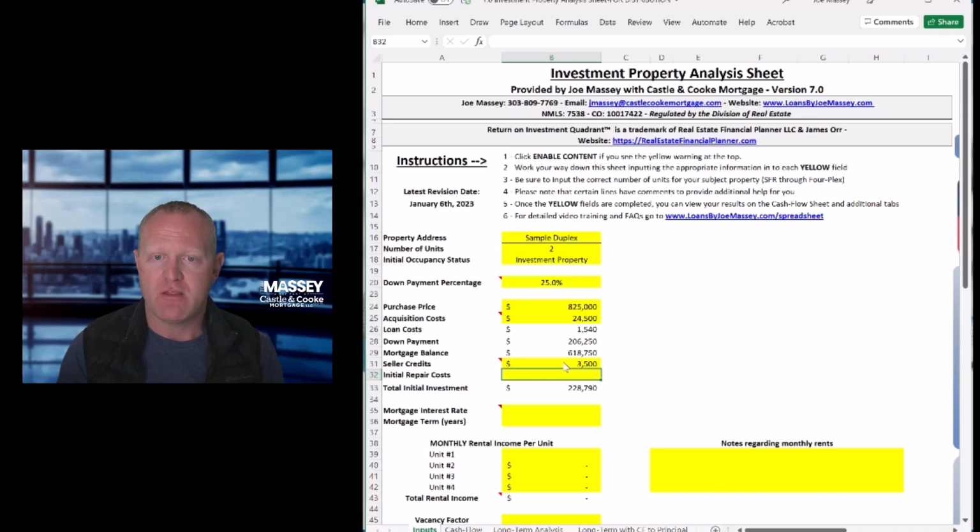If you're buying a property that's fully finished, doesn't need any repairs, you might not have to put anything in here. In my experience, when you're buying an investment property, it's going to need some type of repairs. Even turnkey properties that I've bought, usually you have to clean it. You might have to clean the carpet. You might need a refresh on paint or cabinetry, something like that.